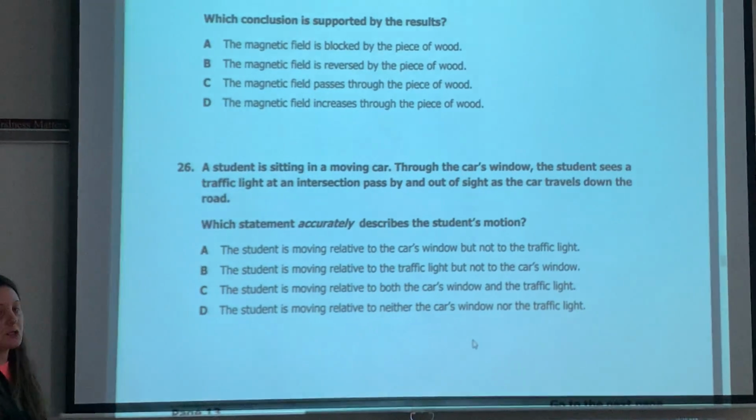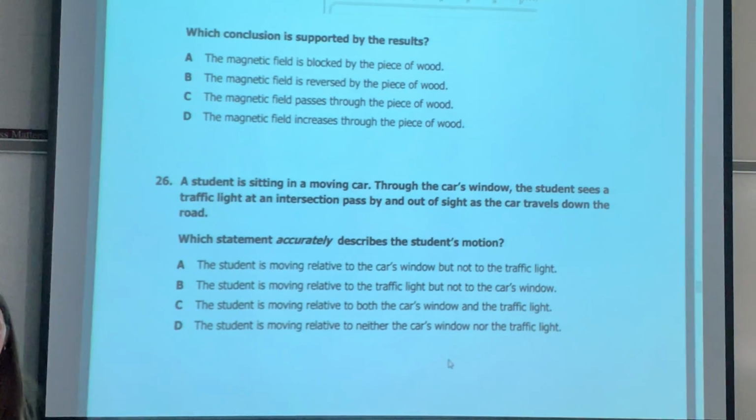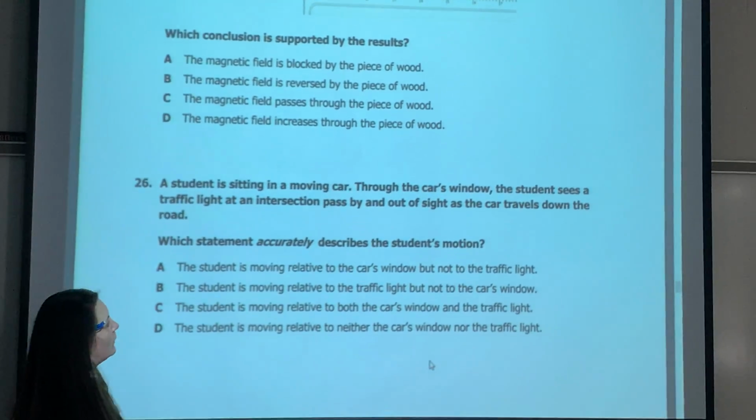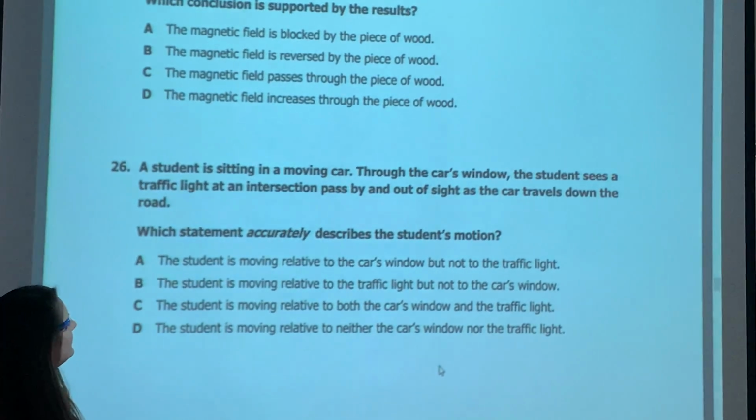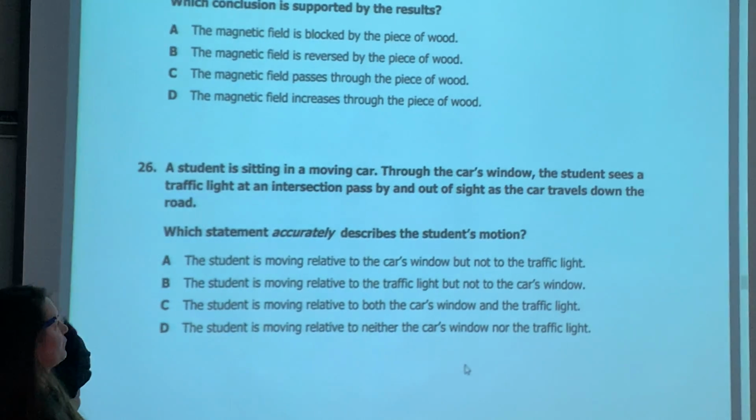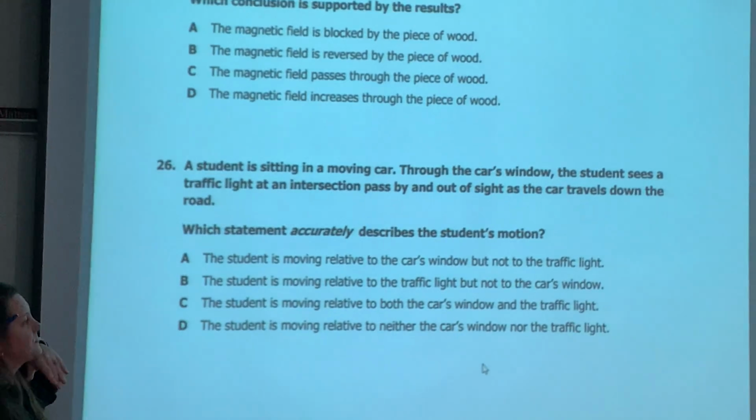This is pretty self-explanatory. You just have to put yourself in a car and think it through. A student is sitting in a moving car, and through the car window, the student sees a traffic light at an intersection pass by and out of sight as the car travels down the road. Which statement accurately describes the student's motion?